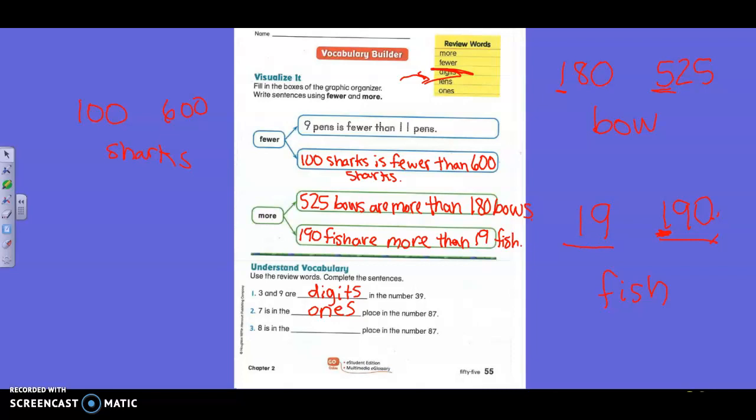And number 3. 8 is in the what place in the number 87? Everyone? Tens.